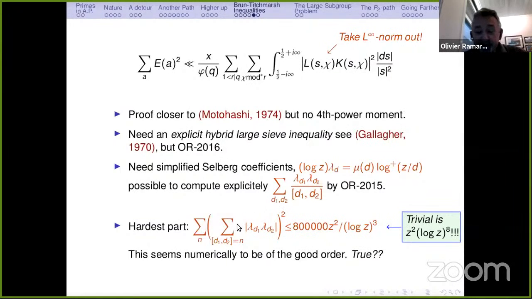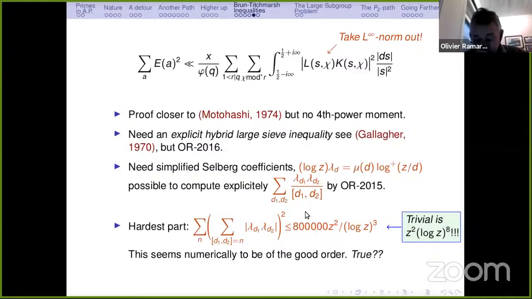The sum upon n of 9 to the omega n is going to be z squared times log z to the 8. When you do some computation, you discover that it's about z squared upon log z to the cube. It turns out that, in fact, my co-authors managed to prove that this sum is indeed less than z squared upon log z to the cube, and explicitly.